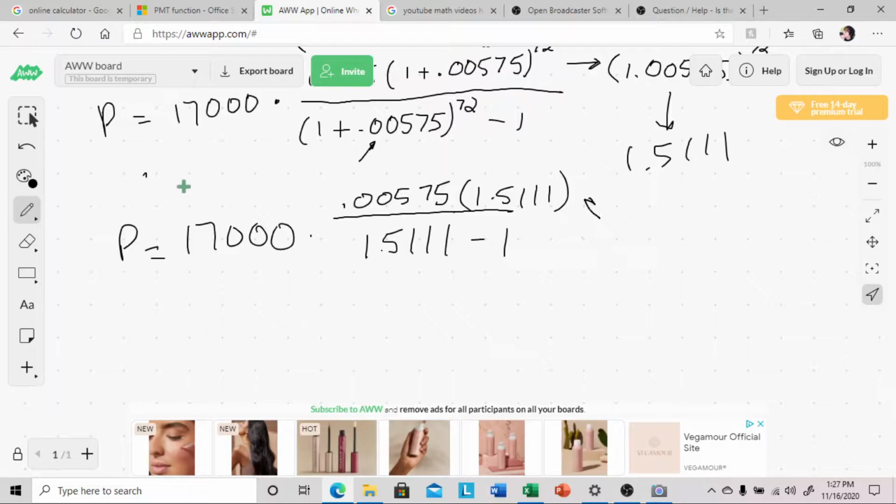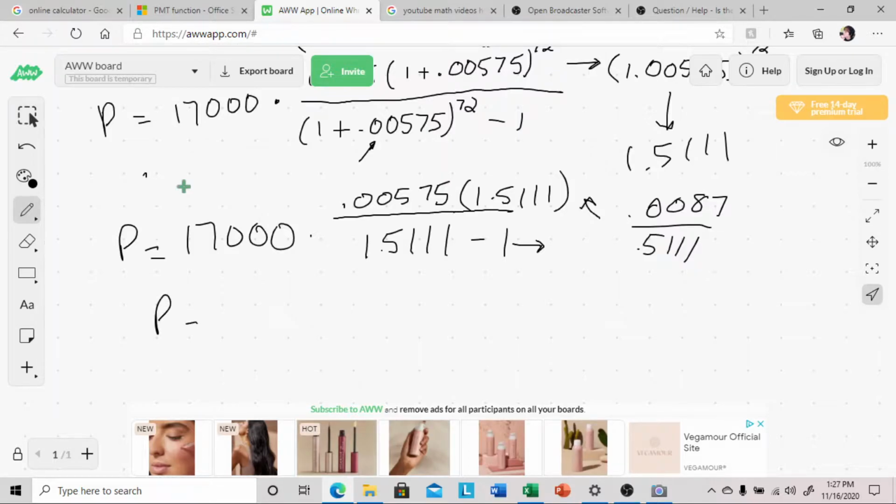Well, let's simplify this real quick. 0.00575 times 1.5111 is 0.0087. And the denominator, 1.5111 minus 1 equals 0.5111.